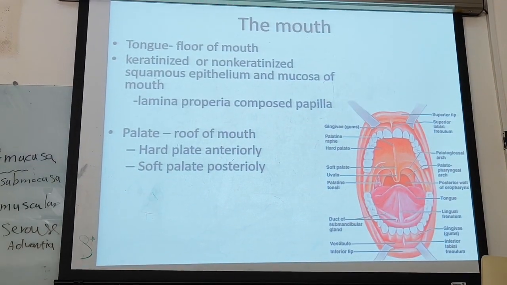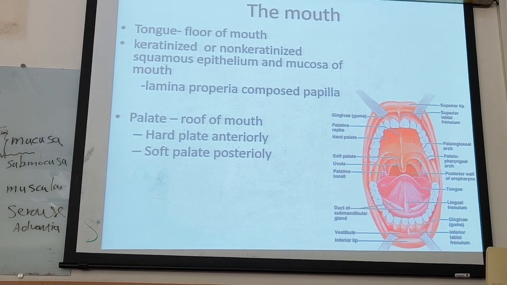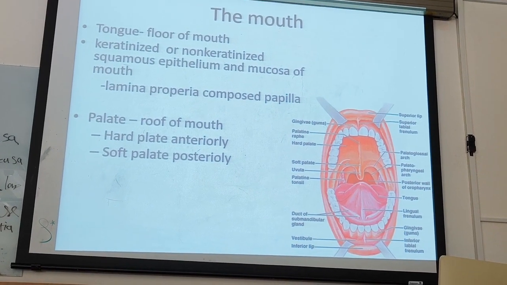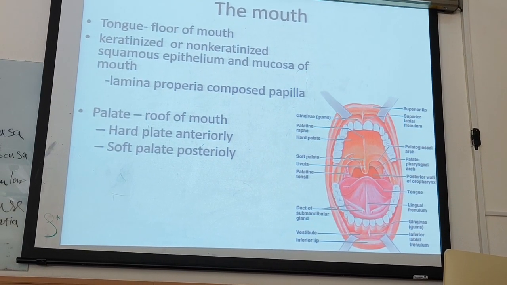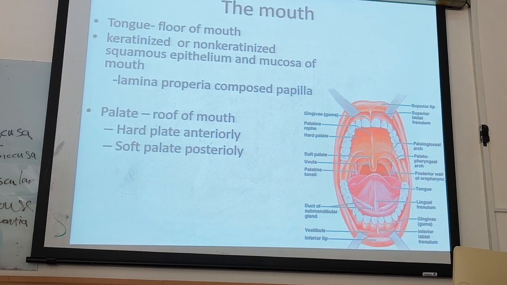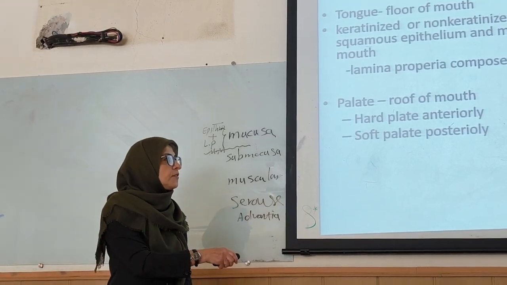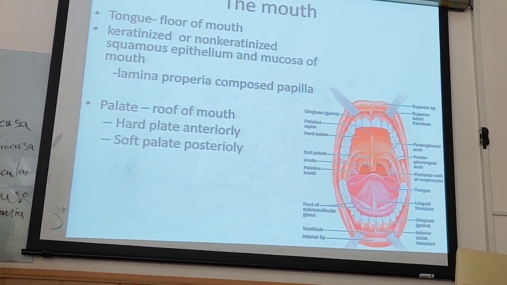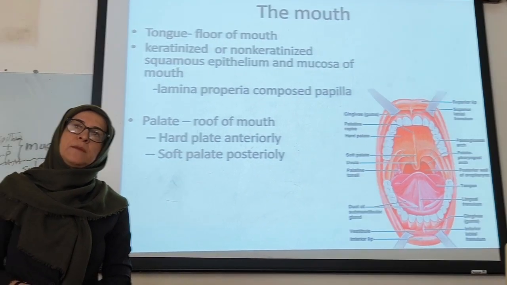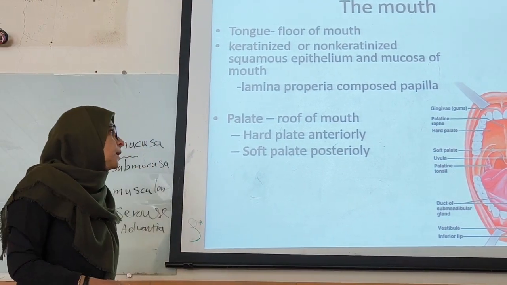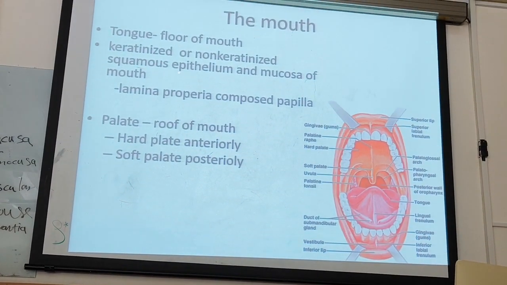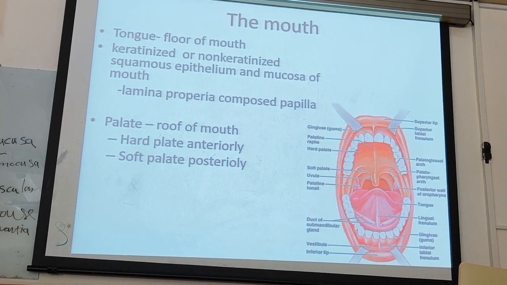The tongue is a muscular organ located in the floor of the mouth. It has two surfaces, the superior or dorsal surface and the inferior or ventral surface. The dorsal surface of the tongue is rough because of the existence of structures named lingual papillae, lined by keratinized or non-keratinized squamous stratified epithelium.